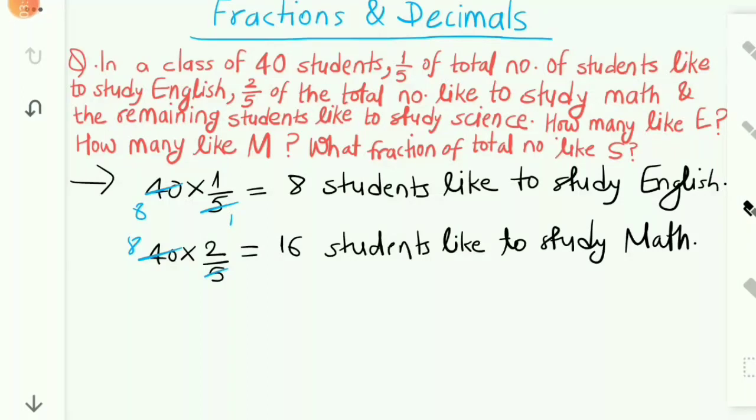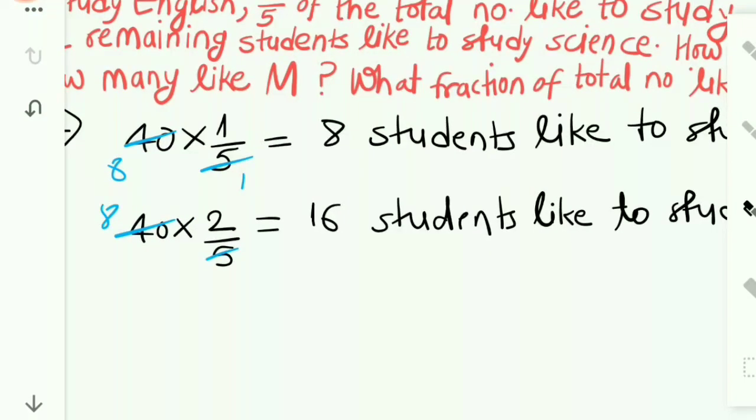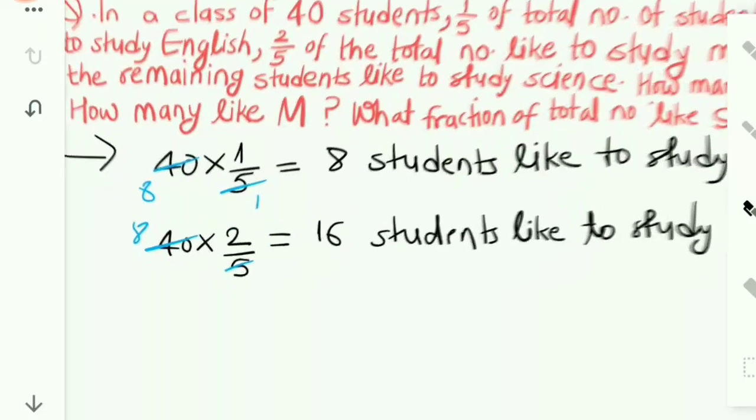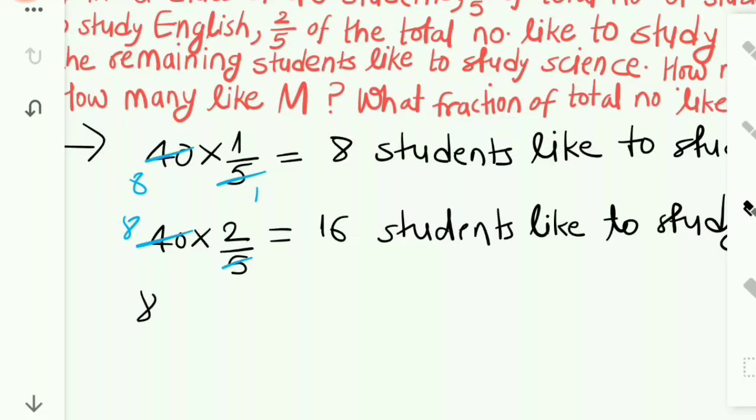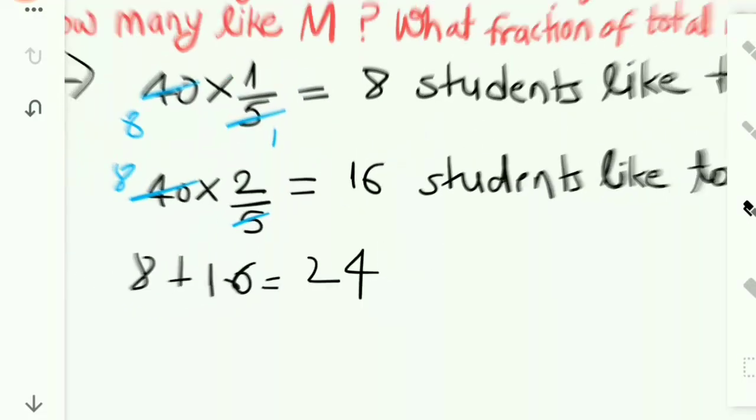Next is, what fraction of total number like science? For this, what we have to do is remaining like science, right? So 8 plus 16 is 24. 24 people like to study maths and English.